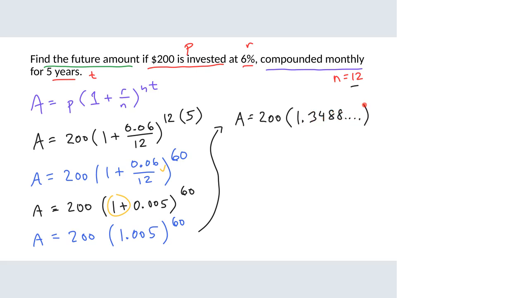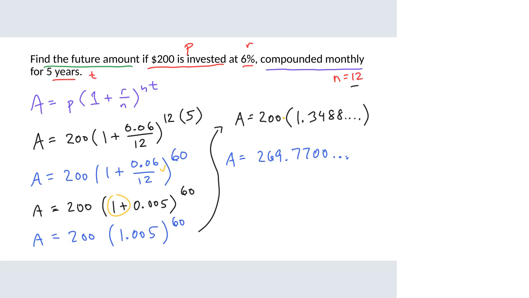I don't really need to write the whole thing down, though. I'm just going to let it sit there on my calculator. I'm going to let my calculator hold it. I only have one more step to go, and that's just multiplying by 200. So we'll go ahead and leave that number sit there, and we'll multiply by 200. And I get 269.7700, and that keeps going.